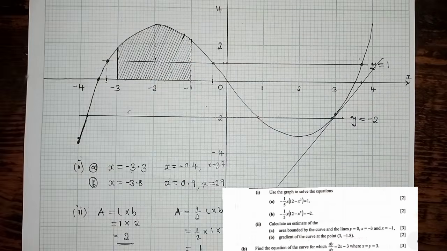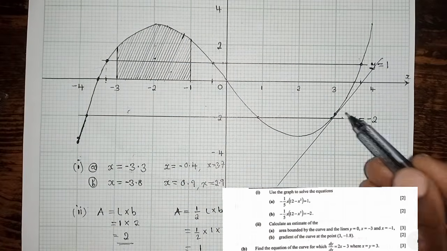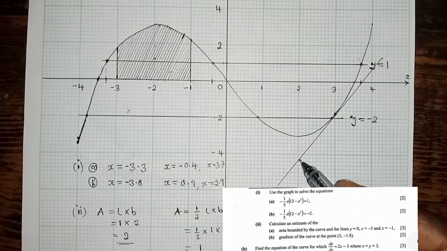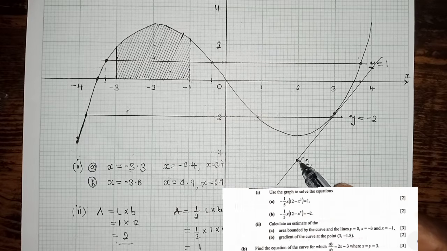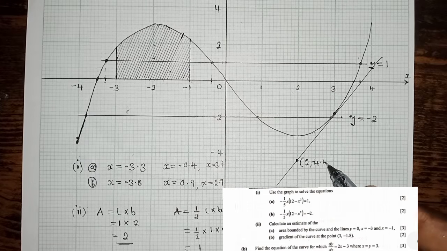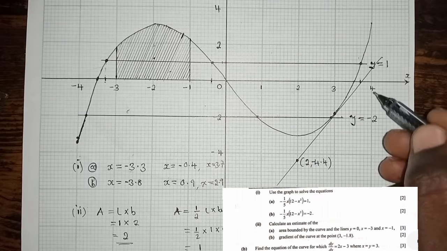Okay, so you see the line should just be touching the point. Once you make that line, you can pick the coordinates along this line. So I've picked this one, which is 2, negative 4.4.